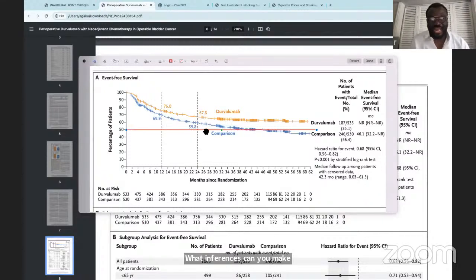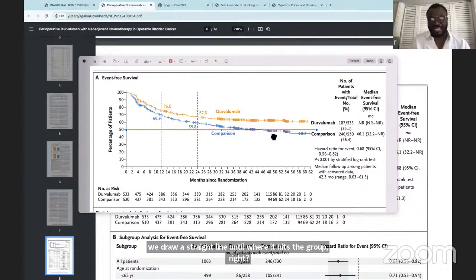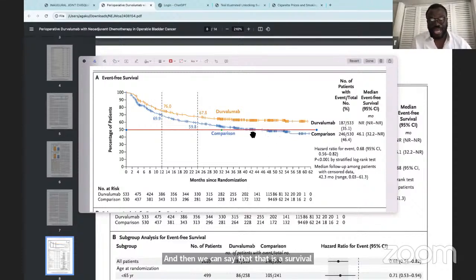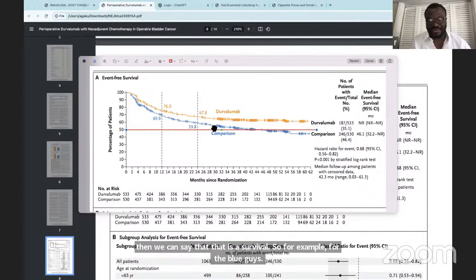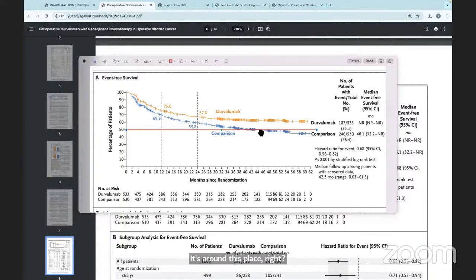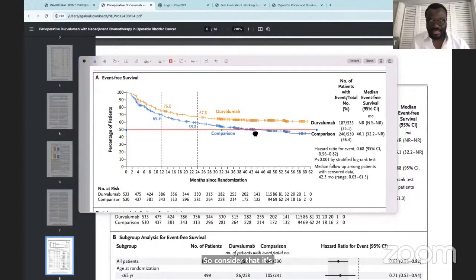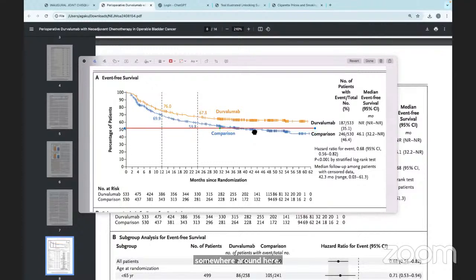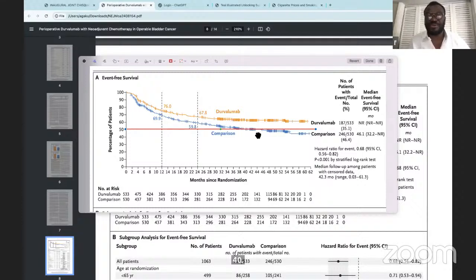So we draw a straight line until it hits the group, and then we can say that that is a survival. For example, for the blue guys, where does this line first hit the blue line? It's around this place, somewhere around here. 42, 40. We can never be accurate unless we use software, but we know that it's somewhere around here, where this event occurs.